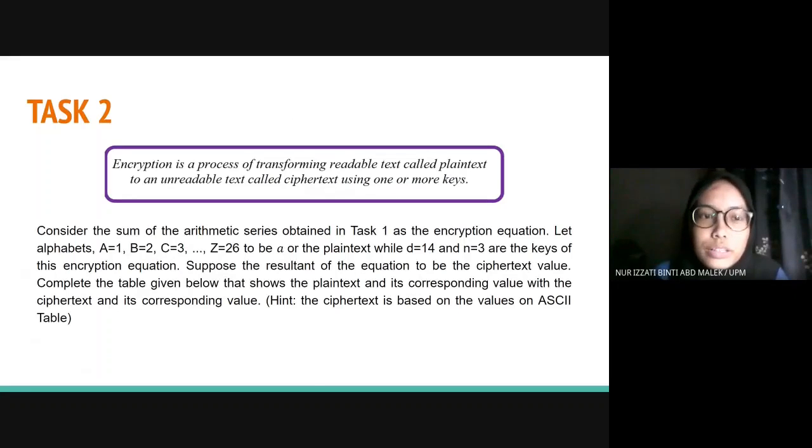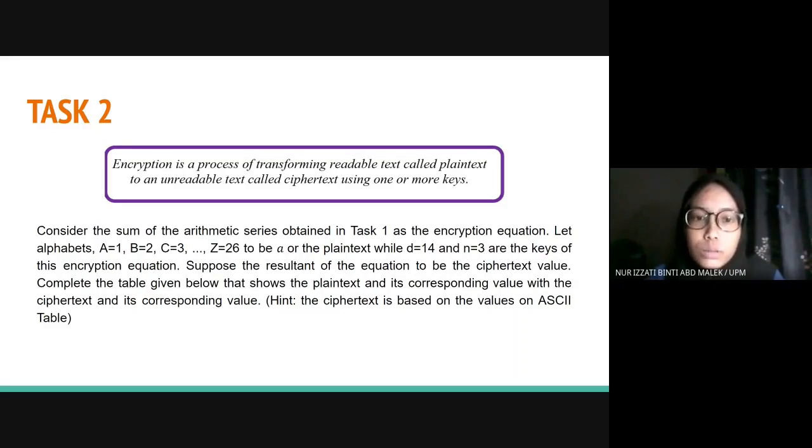Okay, moving to task 2. Encryption is a process of transforming readable text called plain text to an unreadable text called ciphertext using one or more keys. Consider the sum of the arithmetic series obtained in task 1 as the encryption equation, which is the Sn formula. Let alphabets A equal 1, B equal 2, C equal 3, and so on until Z equal 26 be the plain text, while D equal to 14 and n equal to 3 are the keys of this encryption equation. Suppose the resultant of the equation is the ciphertext value.